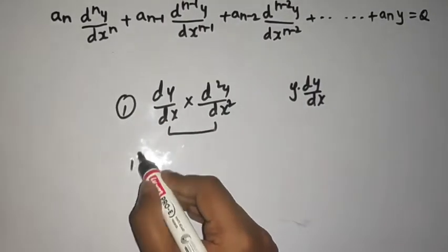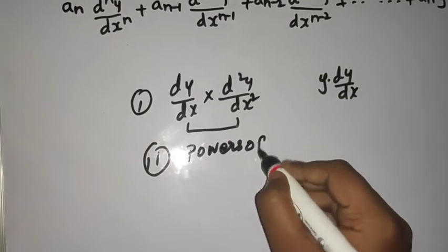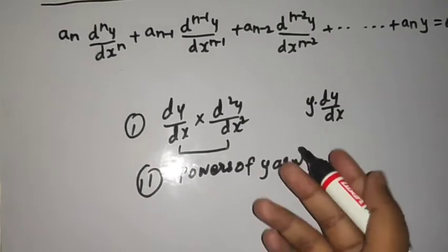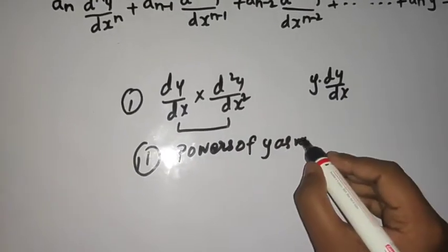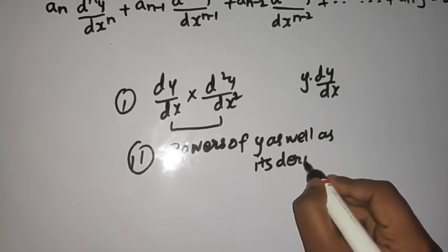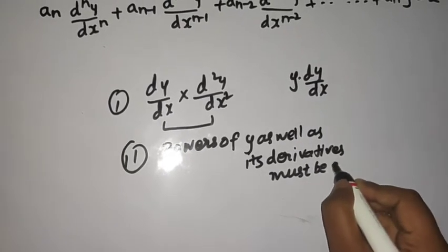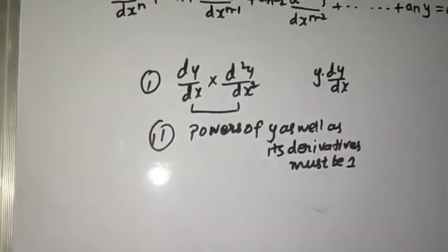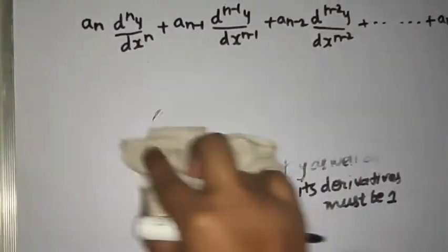What is the second basic idea? That the powers of y, and not only y, any dependent variable, x is the independent variable, then all these rules will be applied for x. So powers of y as well as its derivatives must be 1. So this is the second condition which we will be having, and the basic format remains like this only. So let's get ahead with this.